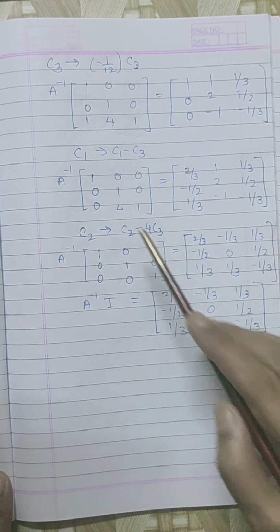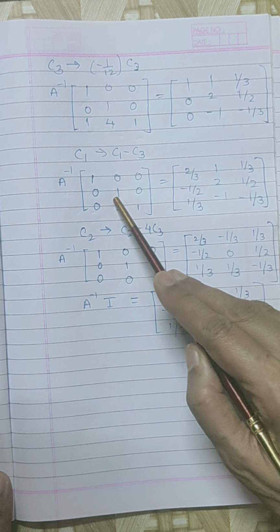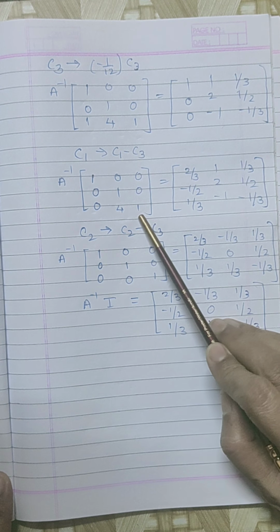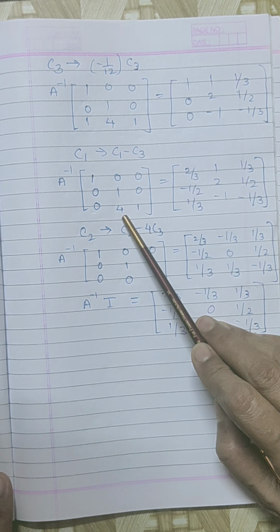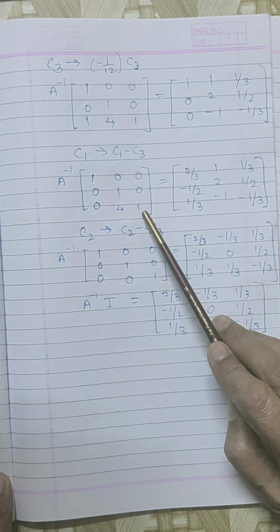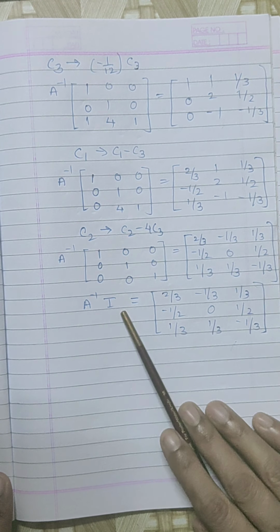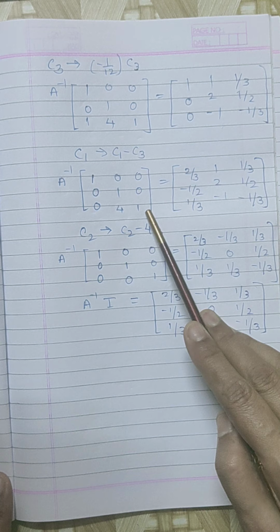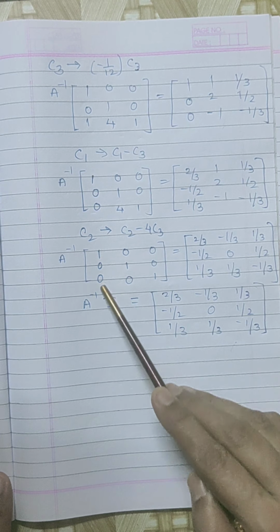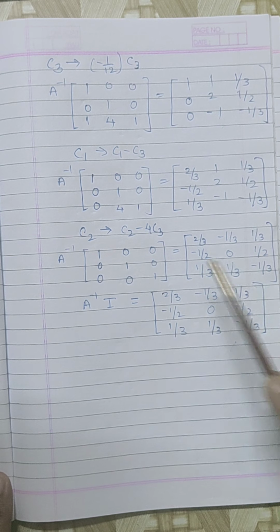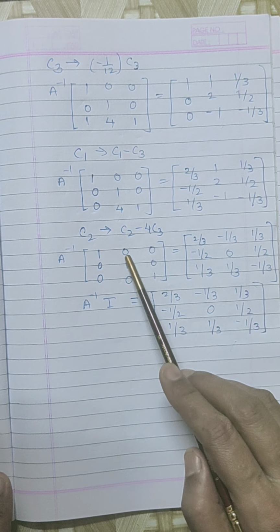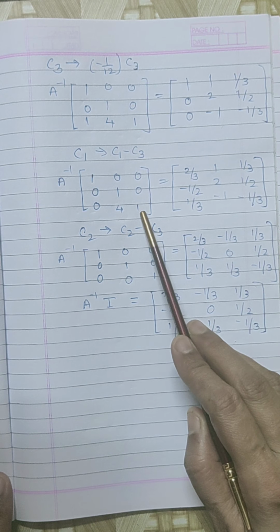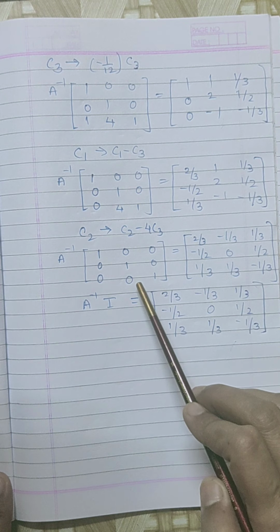Now only this 4 is remaining, that we have to convert into 0. Now here 1 is there. See, when 1 is there, we can convert this 4 easily into 0. If you multiply this 1 by 4 and subtract this 2, you will get 0. So C2 changes to C2 minus 4 C3. So the first and third columns as they are, and C2 minus 4 C3. So here no change will be there, and C2 minus 4 C3 means 4 minus 4 into 1, that is 4 minus 4 is 0.